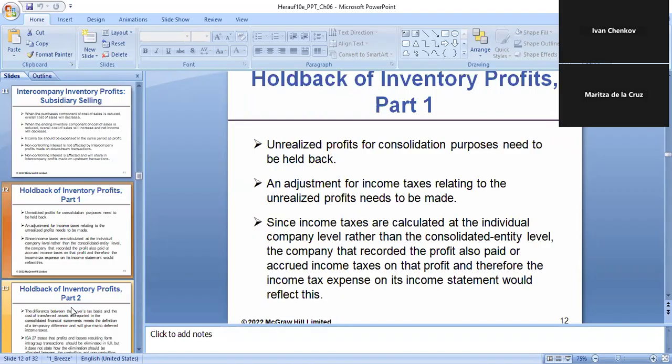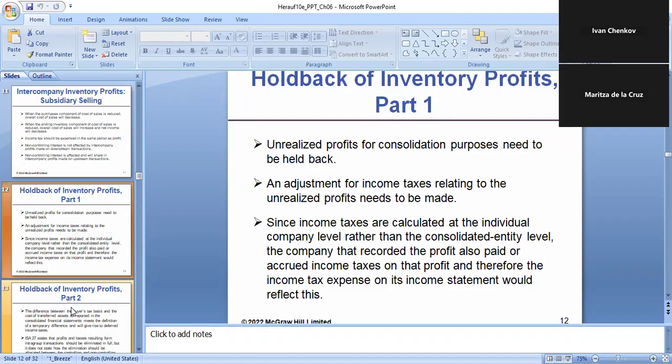Let's see how we're doing with the inventory profits. Now, unrealized profits for consolidated purposes need to be held back. What does that mean? Anything that is not realized yet, that hasn't been sold to third parties outside of the company, has to be held until it's sold to the third party. For that reason, we have to make an adjustment to the income tax related to the unrealized profit. So in that case, we're going to touch the deferred income taxes.